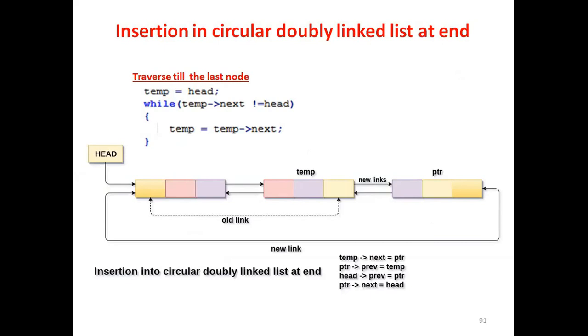If you want to insert at the end, then you have to traverse the list and go to the last node, and then you can insert. Yes or no? So how to do that? How to traverse? By using this code.